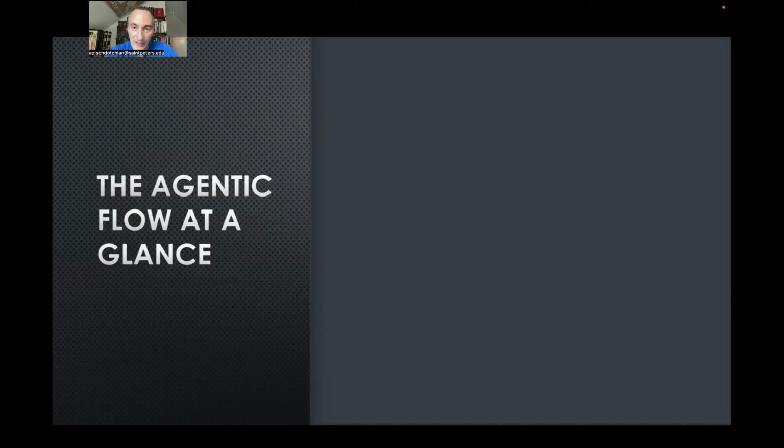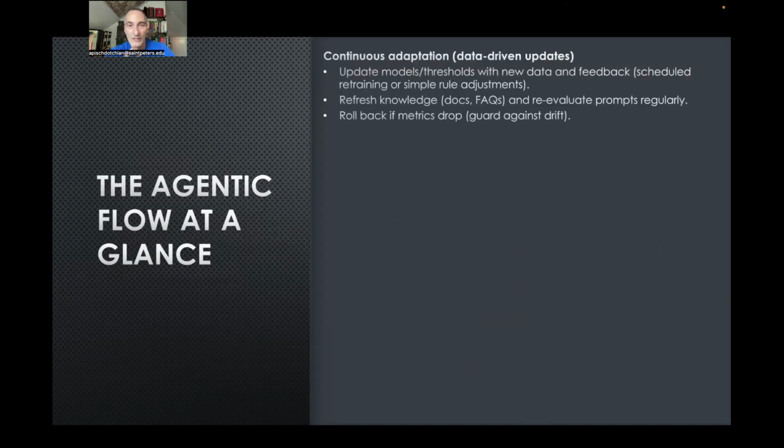How about the agentic flow at a glance? There's always a continuous adaptation going on. It's data-driven updates. It updates the model's thresholds with new data and feedback. Perhaps you've set a scheduled retraining, or it could simply be a rule adjustment at that point. Refresh knowledge: docs, frequently asked questions, for example, and reevaluate the prompts regularly. So there's constant feedback going on in here.